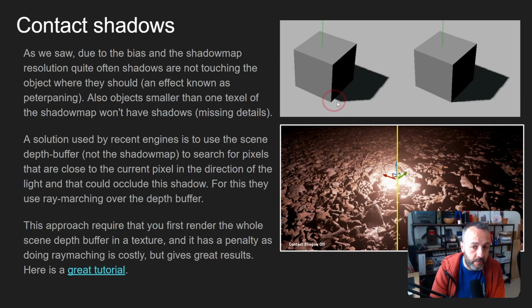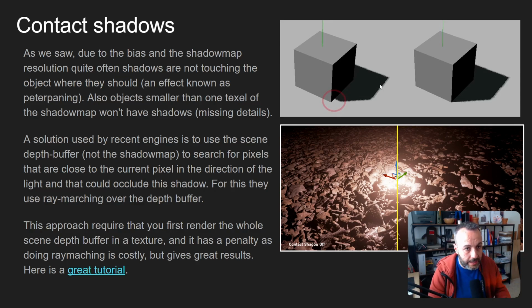So if you reduce the bias, then you have the problem of the shadow acne. So some engines compute the shadow maps and use them with a bias, but in this area they compute the shadows using another technique called contact shadows, which uses the depth buffer of the camera, the real depth buffer of the frame that we are rendering, to know if there's something closer in this direction. We will talk about this in a couple of weeks.